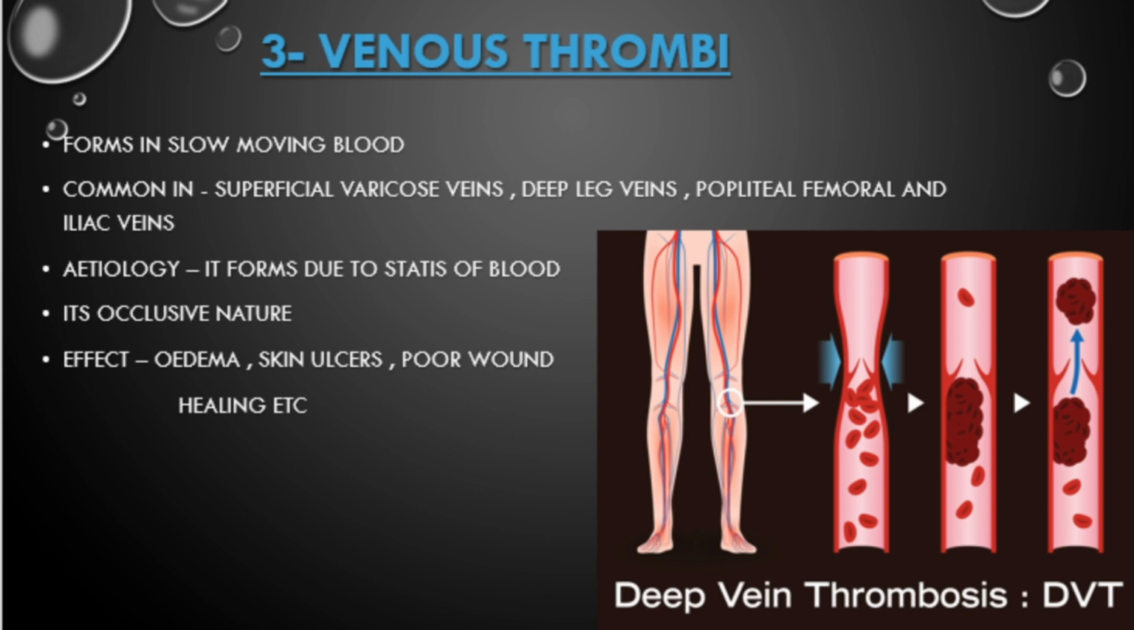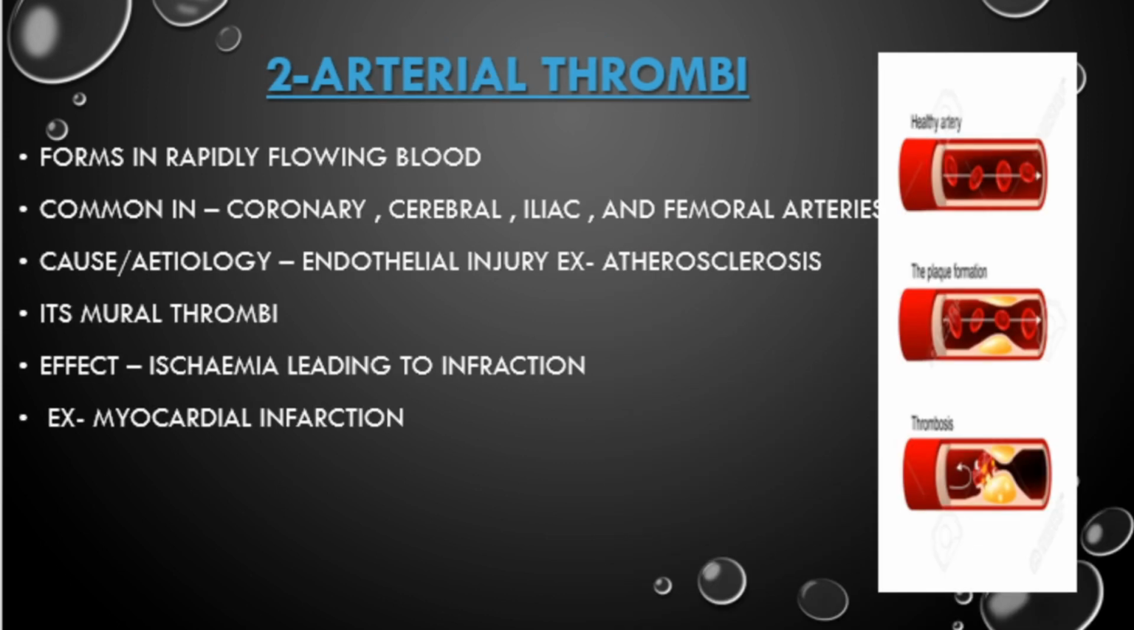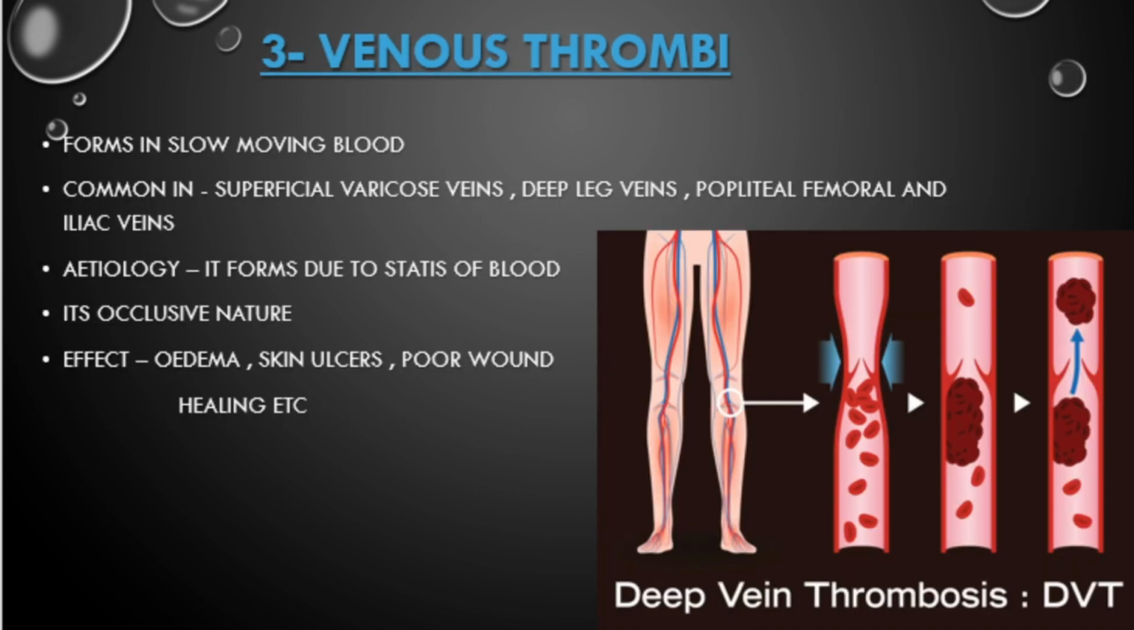Okay, so arterial thrombi are mural thrombi, that is, non-occlusive, whereas venous thrombi are occlusive in nature and can obstruct the whole lumen of the blood vessel, as well as propagate in both directions. The effects of venous thrombi are edema, skin ulcers, poor wound healing, etc. So this is all about venous thrombi.